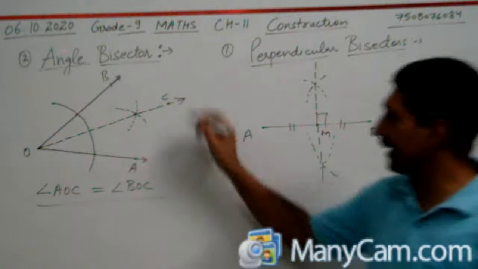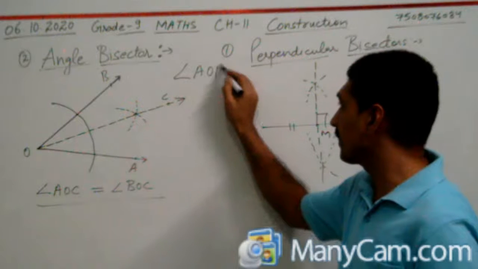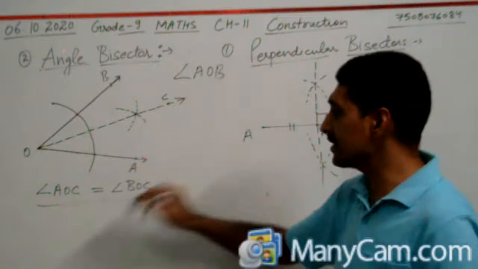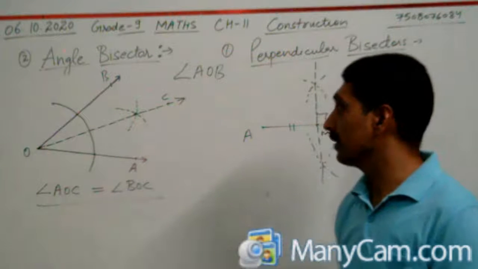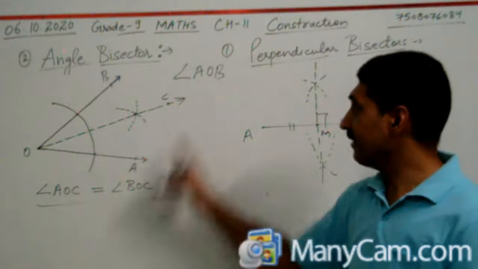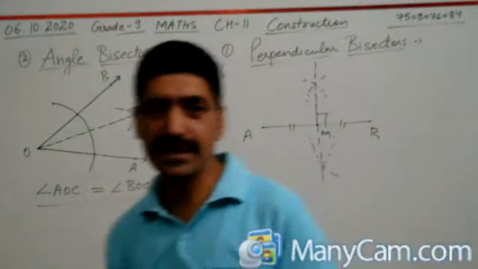What do we have in the angle initially? Initially we have angle AOB. Now we have two angles, angle AOC and angle COB, and both are equal. If we add them, we get angle AOB. So this is the basic concept.